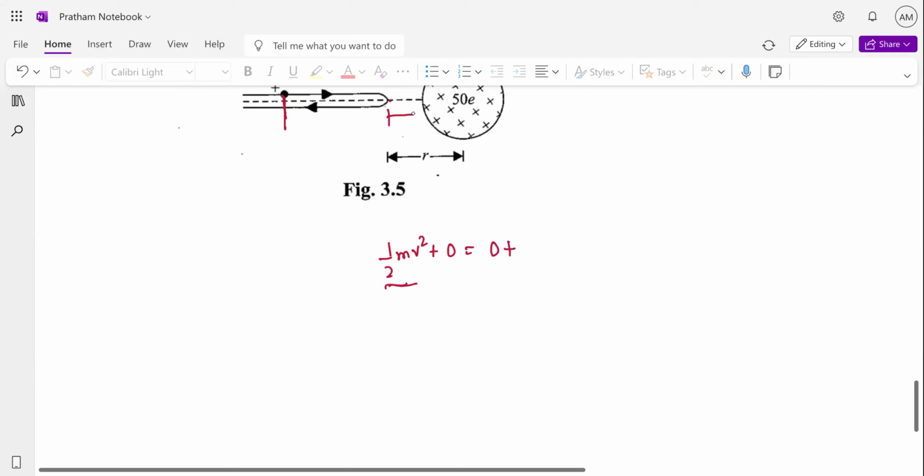But if it reaches very close, what will be the potential energy? Let's say this is the distance r. The potential energy becomes k Q q divided by r, where q is the smaller charge. Is it clear? So what is the final thing you have got? Half mv square is equal to kQq by r. Just put the values.